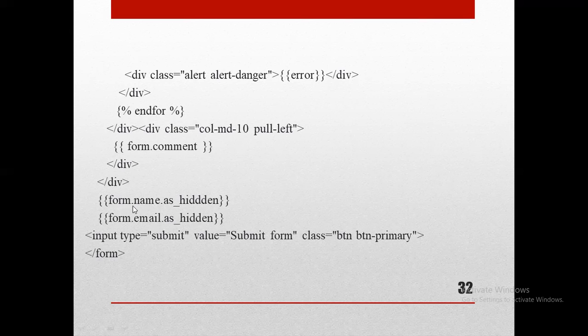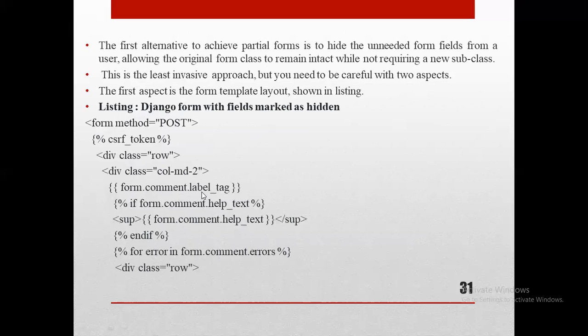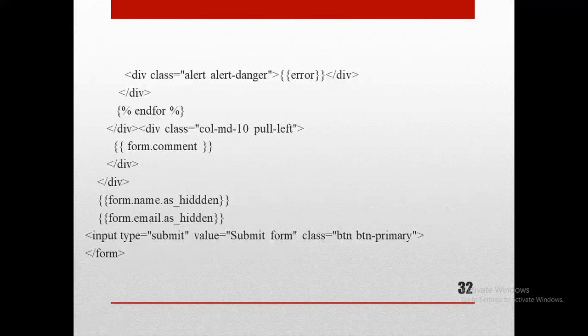So we have to write form.name.as_hidden and form.email.as_hidden. So we are going to hide those two fields, the email and name fields. These fields are not necessary in the new request for adding that similar form to the contact form. So we have hidden those two fields, name and email ID. See here how to hide the two fields using as_hidden.